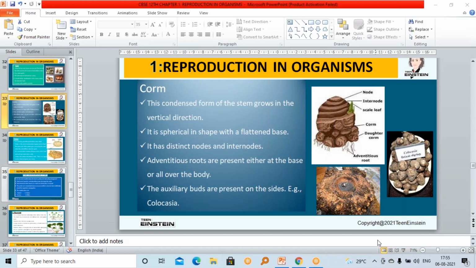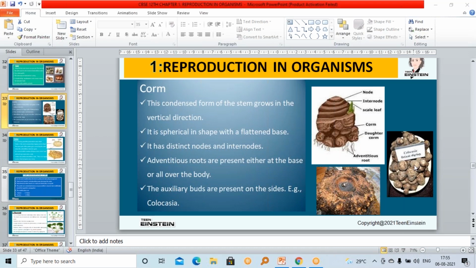You can see here the nodes and internodes bear scale leaves and axillary buds. Here you can see the scale leaves and axillary buds are also present. And adventitious roots, you can see the adventitious roots. They arise from the base in the case of Colocasia, they form at the base, but in the case of Amorphophallus, it is present all over the body.